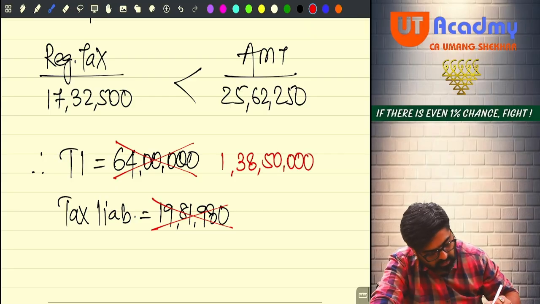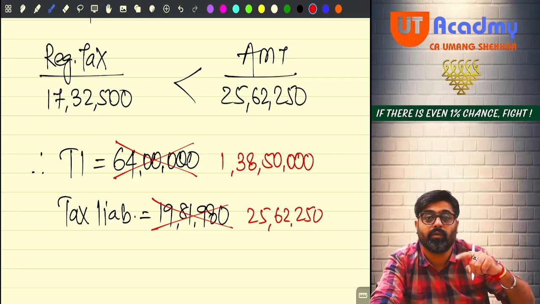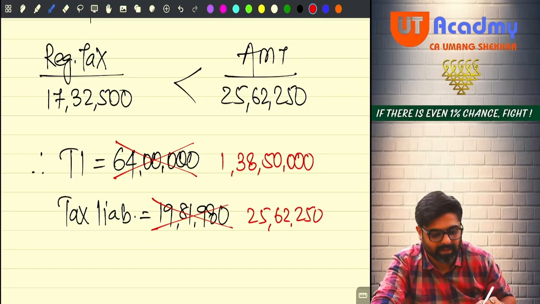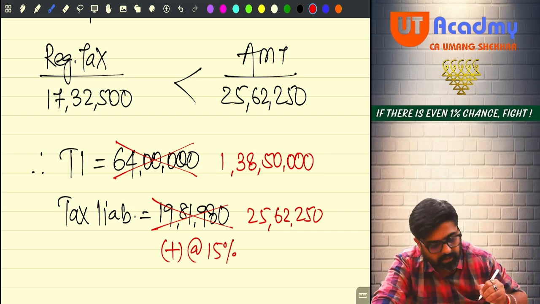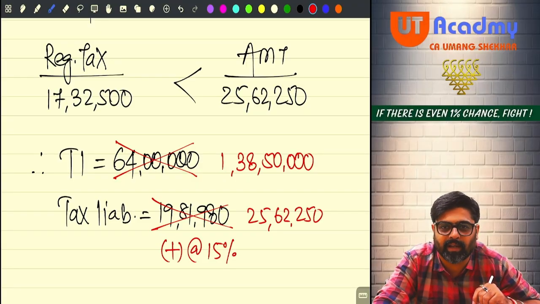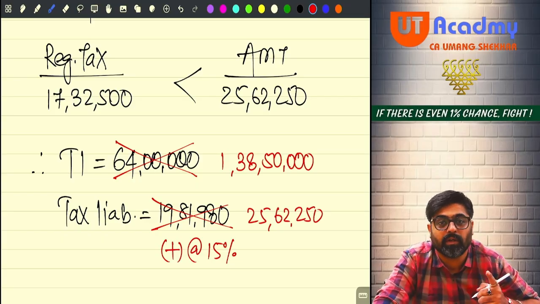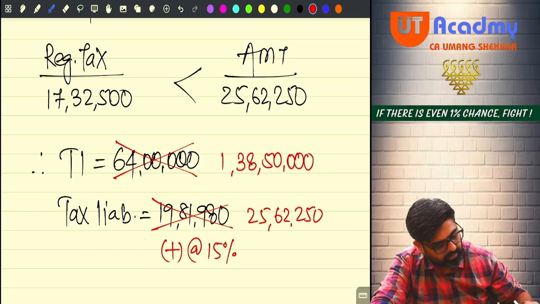On this, what will be your tax liability? 25 lakh 62,250. But don't you think that on that you will have to pay surcharge also? Now the surcharge will be at the rate of 15%. Why, sir? Total income now is 1 crore 38 lakh 50,000, which is more than 1 crore. So whenever the total income is more than 1 crore, the tax is increased by the surcharge by 10% or 15%? 15%.